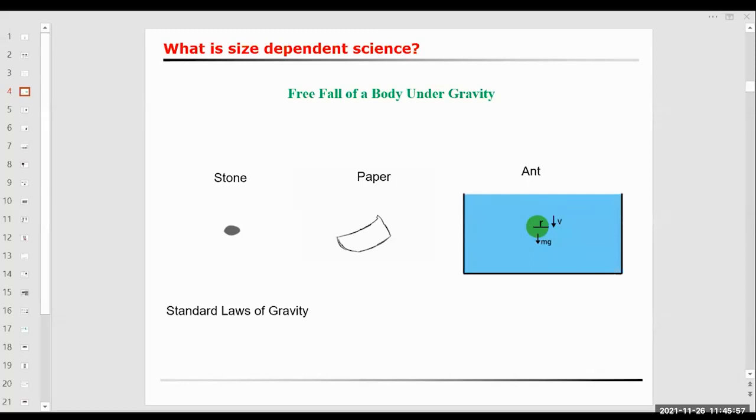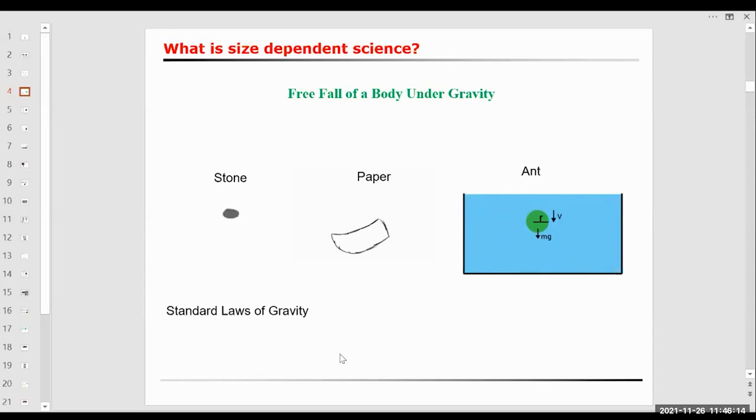Now, please keep in mind that the acceleration due to gravity in all these cases is the same. Okay, it is only the rate at which each of these bodies is falling under gravity that is different. That is the core observation. So, in this particular example.